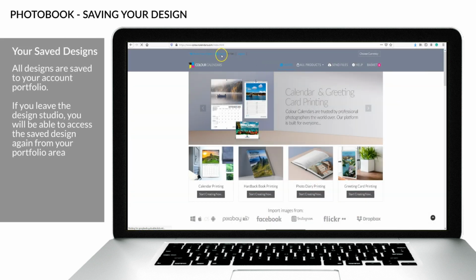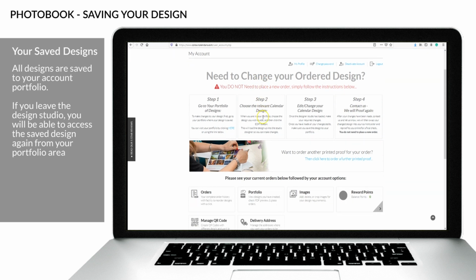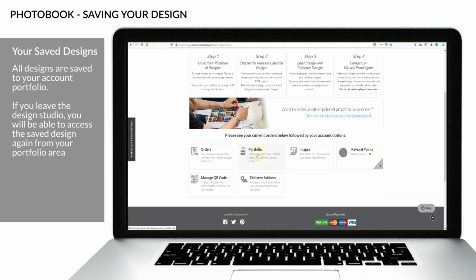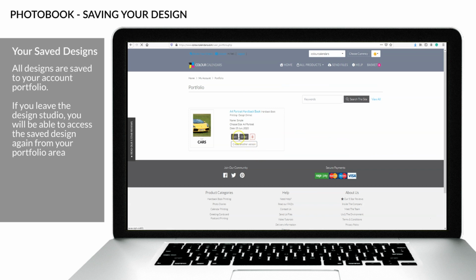Your designs are all saved to your account portfolio. If you leave the Design Studio, you will be able to access these saved designs again from your portfolio area.